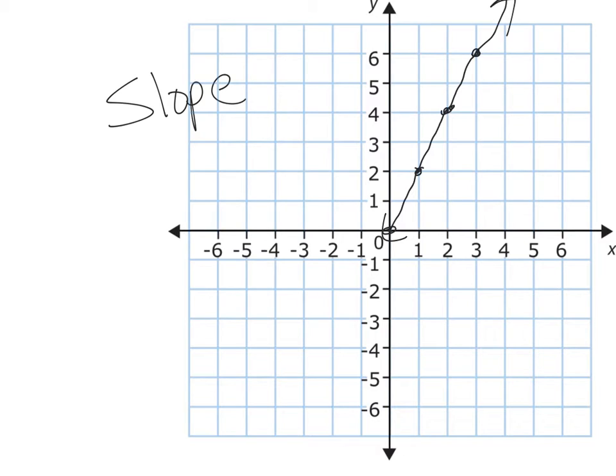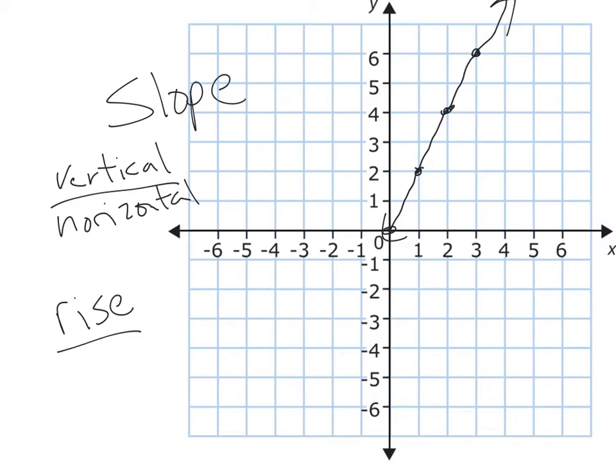And when we're talking about slope, we're talking about the vertical change over the horizontal change, which relates back to change in y over change in x, because remember, the vertical is our y-axis, the horizontal is our x-axis. The most common way of referring to this is rise, how much does it go up, over run, how much does it go left to right.